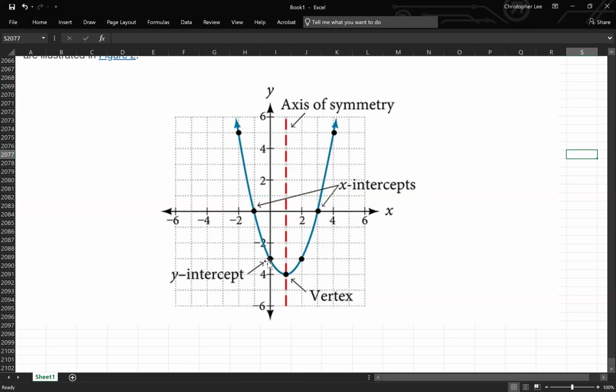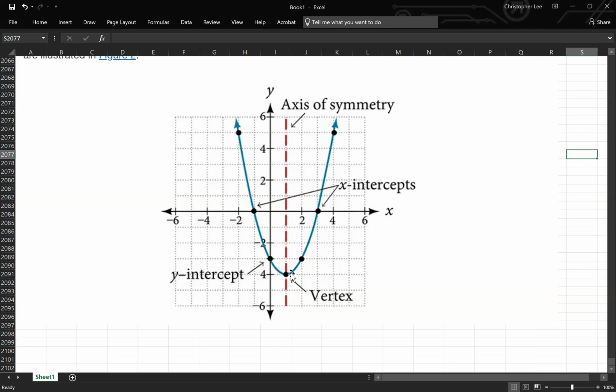It has one y-intercept. It has two x-intercepts sometimes. The vertex is a point, not the line itself. The line is called the axis of symmetry. The vertex is a point, but the x coordinate of the vertex is the axis of symmetry. The x coordinate, yeah.